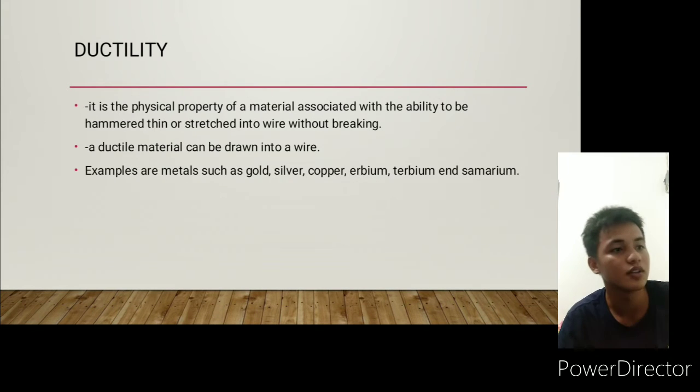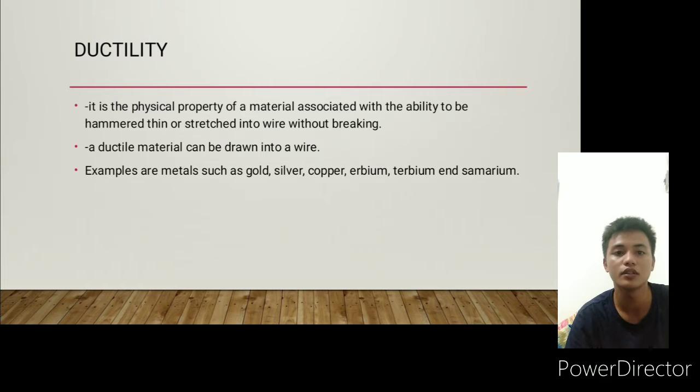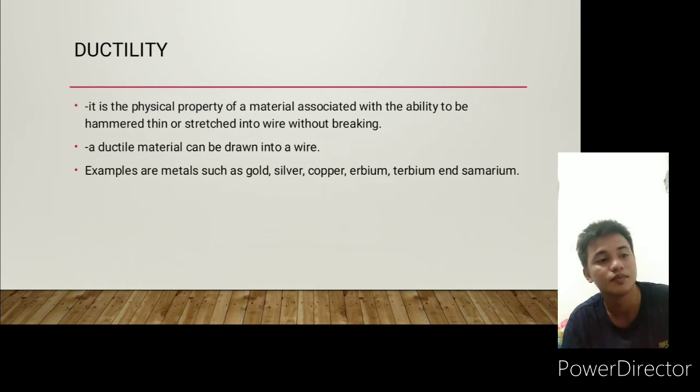So next is ductility. It is the physical property of a material associated with the ability to be hammered thin, or stretched into wire without breaking. A ductile material can be drawn into a wire. Examples are metals such as gold, silver, copper, erbium, terbium, and samarium.